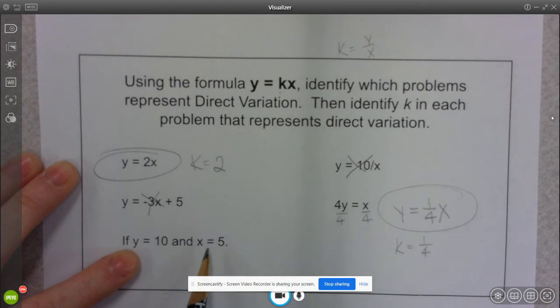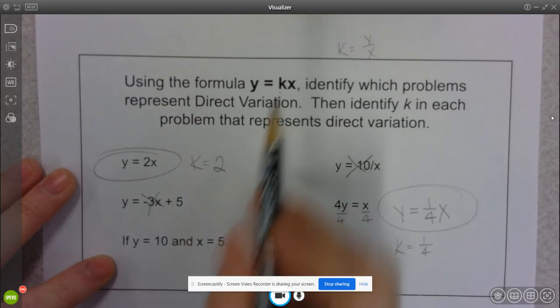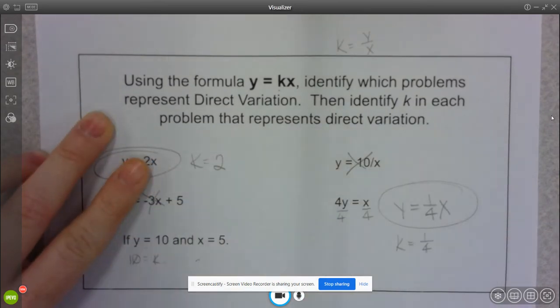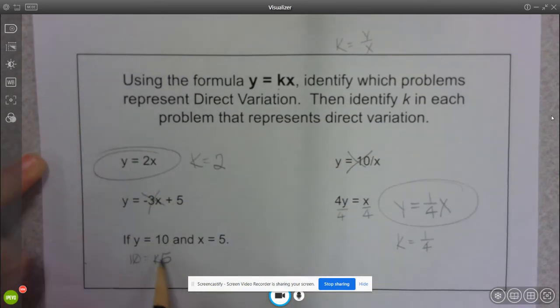Here, if y is 10, x is 5. So if I wanted to find my constant, if y is 10, x is 5, then my constant would have to be 1/2. That's still okay in direct variation terms.